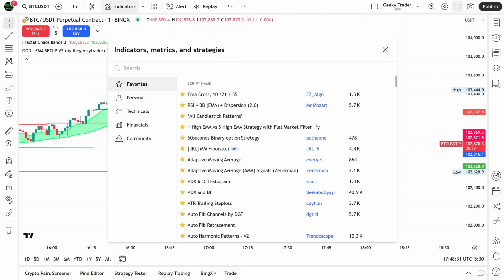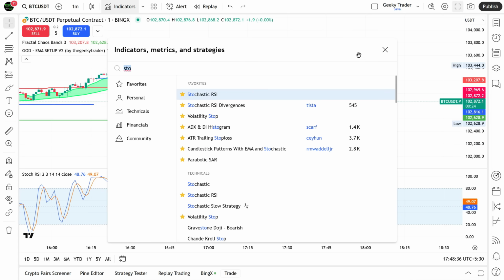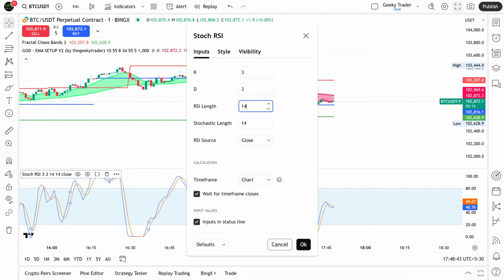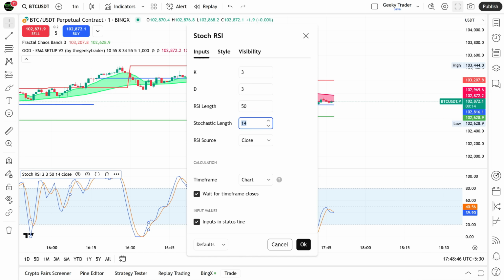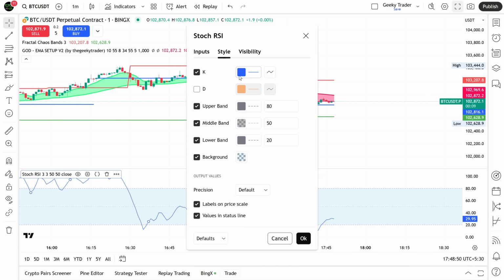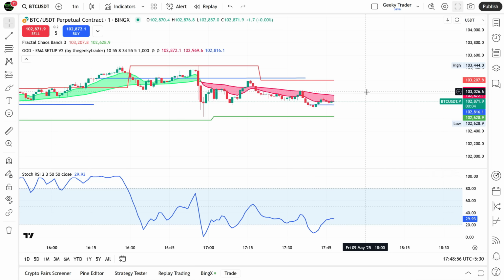Next, I've included the Stochastic RSI, which is one of my favorite momentum indicators, but we're going to fine-tune the settings a bit to match our strategy. So I've changed the RSI length to 50 and the stochastic length to 50 as well. These higher values help us smooth out the indicator and focus only on the stronger, more reliable signals. Also, I've disabled the %D line to reduce chart clutter and keep things clean. This way we focus only on the most important visual cues. And that's it. With these settings in place, we're fully ready to start taking trades with much better clarity and confidence.